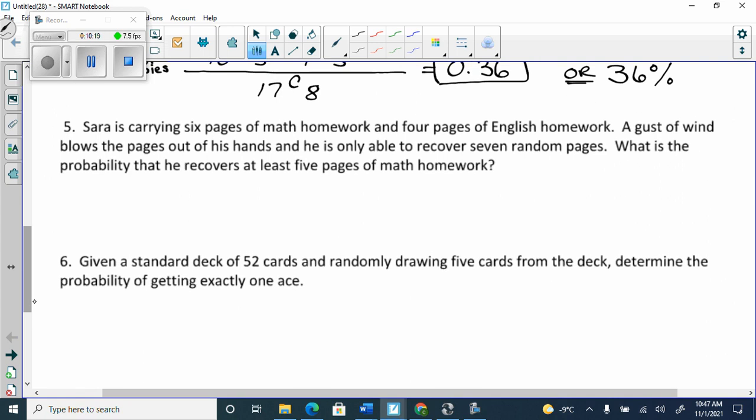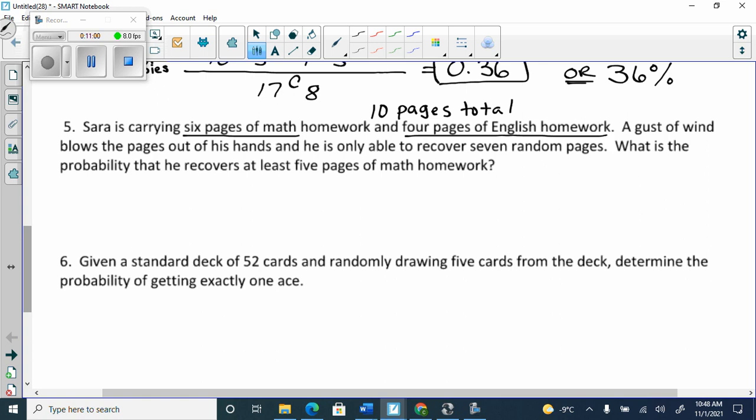Number 5. Sarah is carrying 6 pages of math homework and 4 pages of English homework. A gust of wind blows the pages out of his hands. I guess Sarah's a he. And he is only able to recover 7 random pages. Are we ordering these pages? Does the order of the math pages and English pages matter? Does it say it's ordered? No. So this is a permutation or a combination? It's a combination. So there are 6 math. There are 4 English, which means there are 10 pages total.